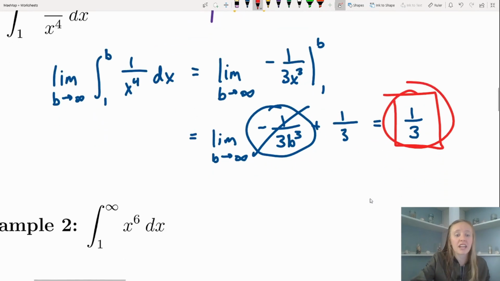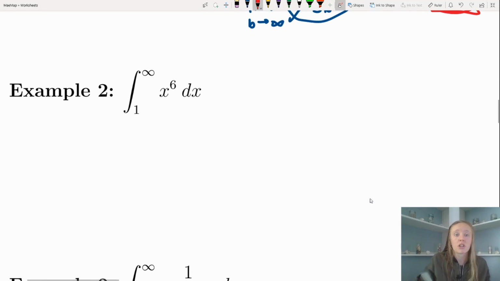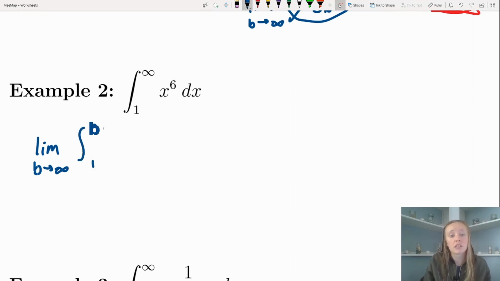Let's look at this other case, example 2. Again, we have that infinite bound. So we're going to set up the limit. So I'm going to plug in some variable b and take the limit as b goes to infinity of the integral from 1 to b of x to the 6th dx.